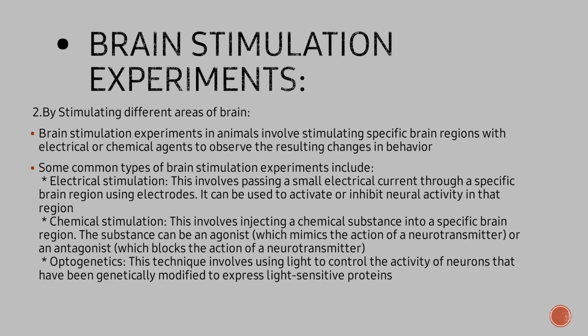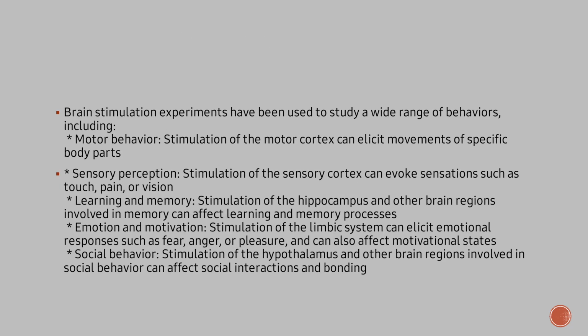Next are brain stimulation experiments. Brain stimulation experiments in animals involve stimulating a specific brain region with an electrical or chemical agent to observe the resulting changes in the brain. For example, it is given electrically, chemically and with the help of light. These experiments are often used to study a wide range of behaviors, which include motor behavior, sensory perception, learning and memory, emotion and motivation, and social behavior.